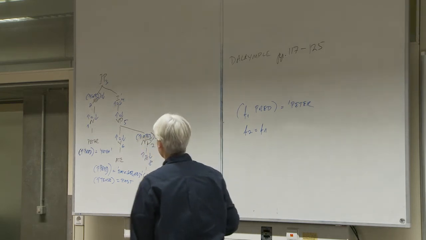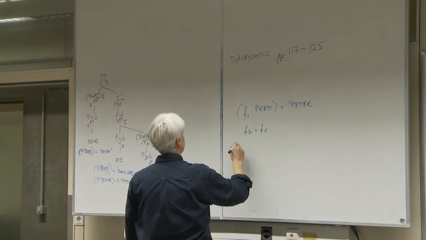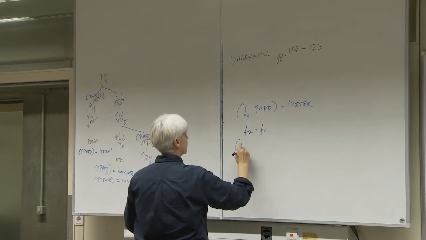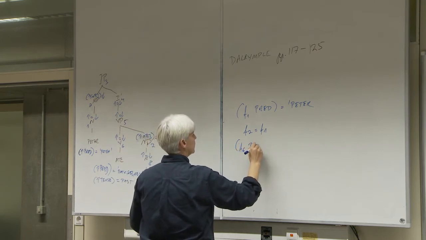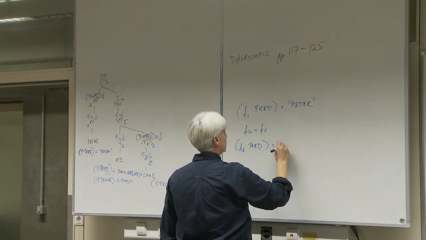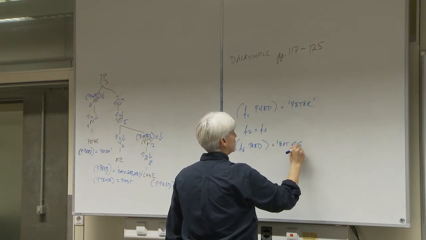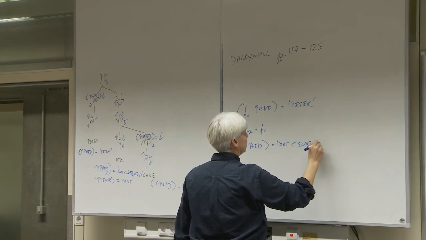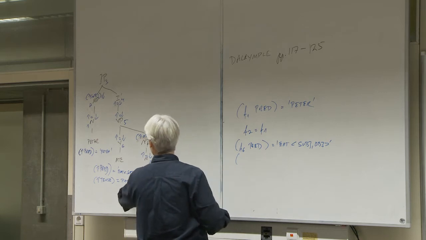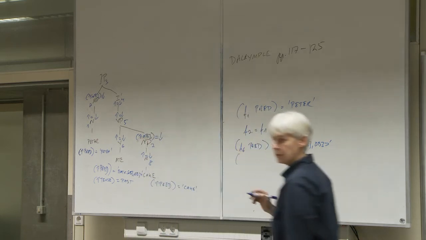Okay, and we do the same for the rest. What do we have here? This would be F6's pred is equal to eat, subject, object. And how do I translate the tense information?